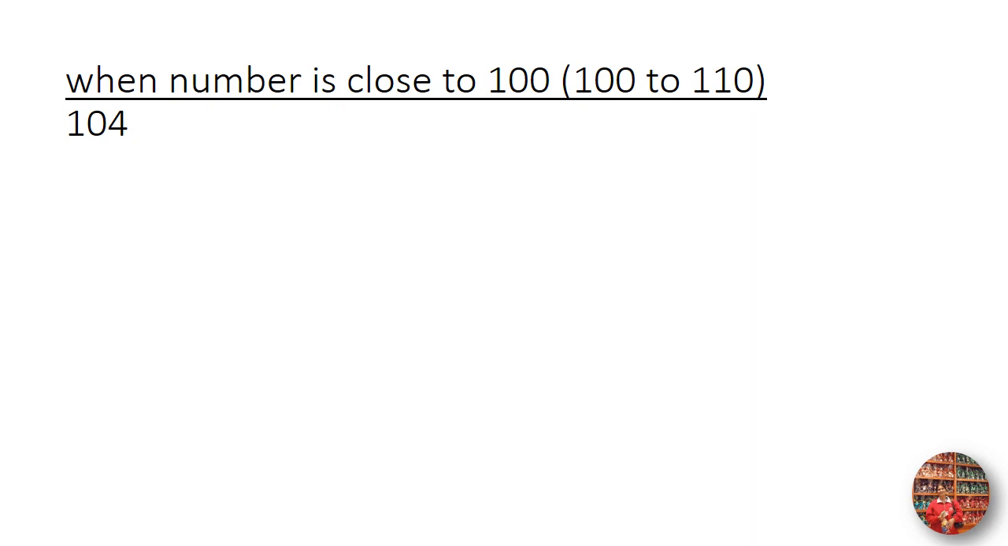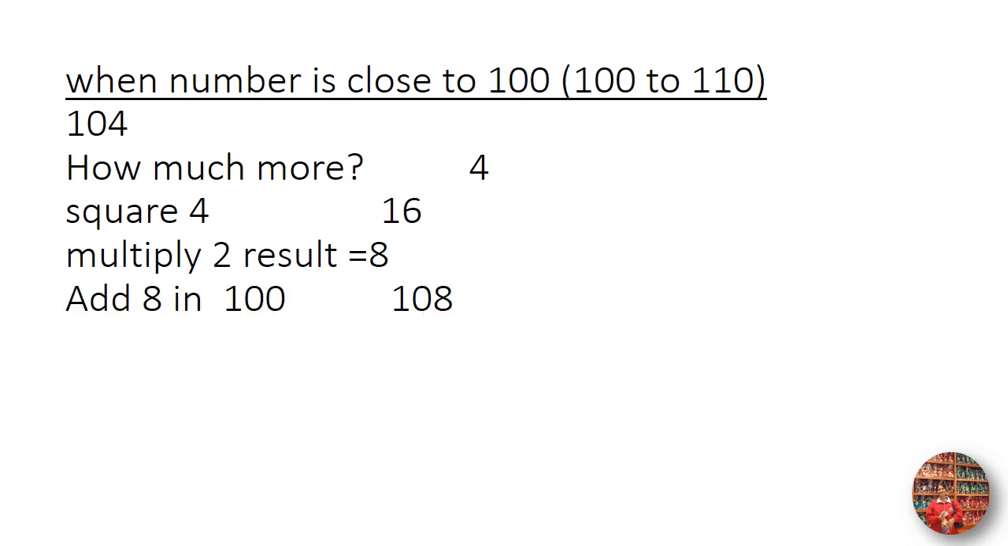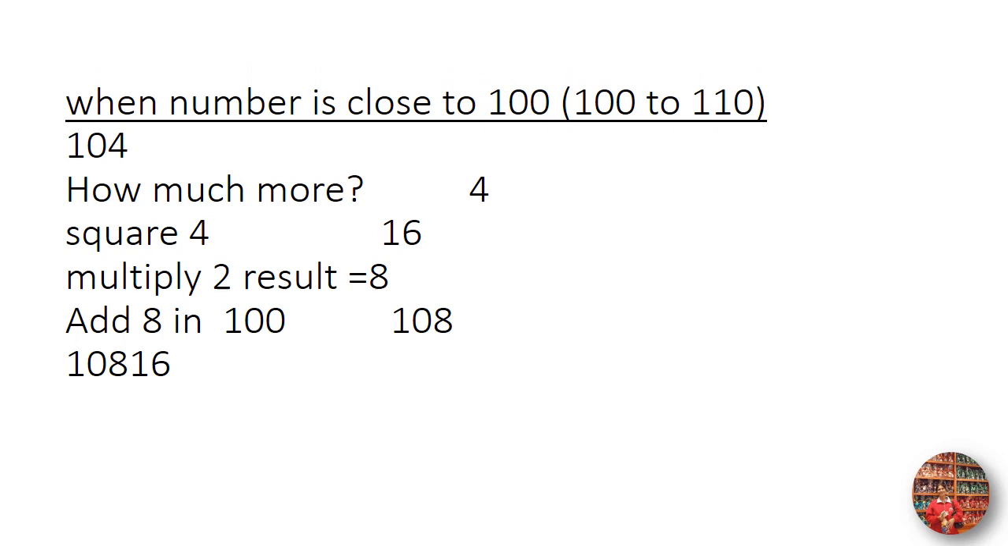104. How much more? 4. Square of 4 is 16. Multiply 2. 2 4s are 8. 100 plus 8, 108. Now write the result. So it will be 10816.